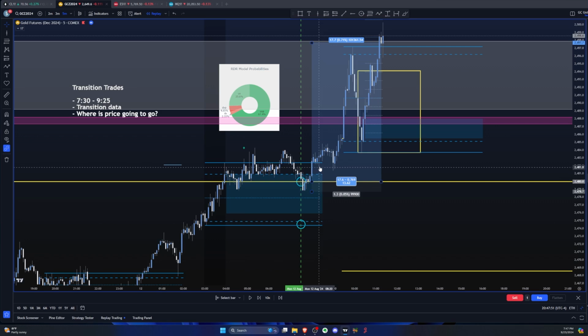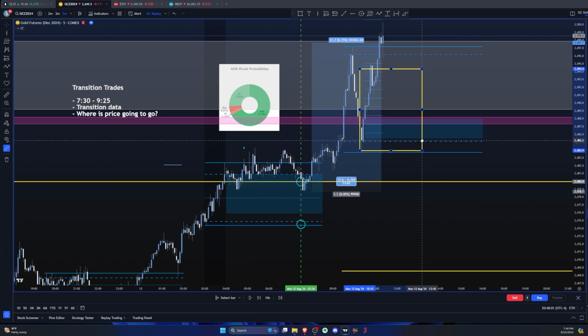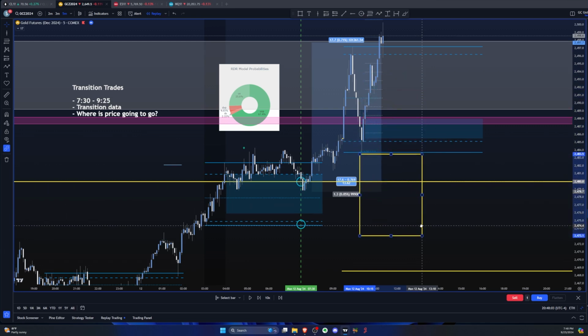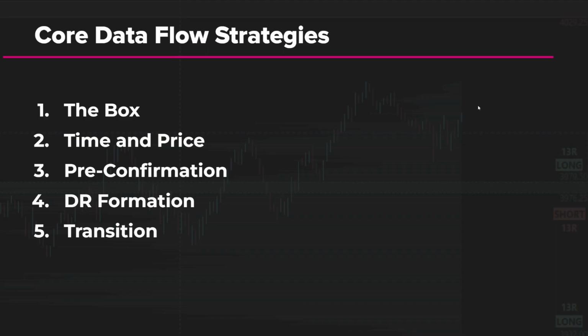And I'm also watching for conditions that change this dominant scenario right here. So if this dominant scenario changes, if we go from like an upside X plus to what's called a range expansion here, I want to make sure I'm prepared for that as well. So those are the 5 data flow strategies. The box is the training strategy. Time and price is bread and butter.